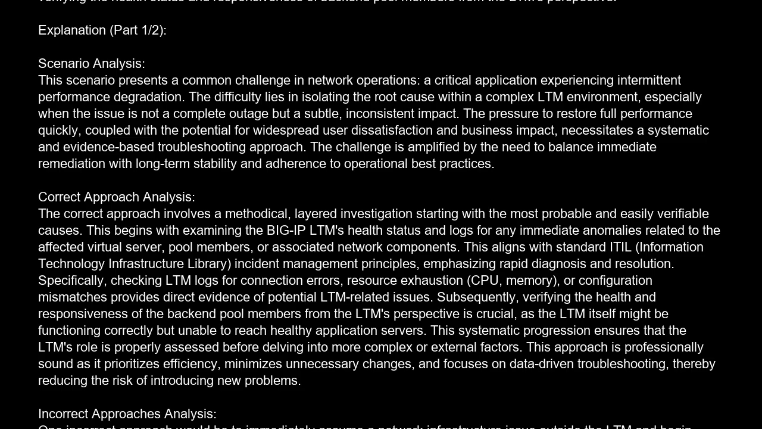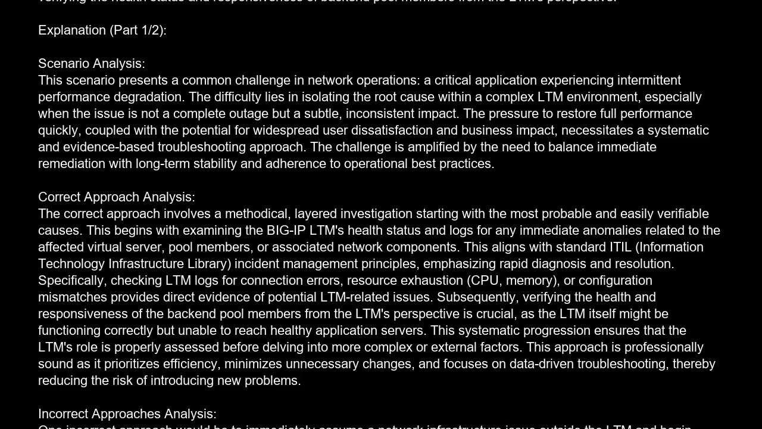Correct approach analysis. The correct approach involves a methodical, layered investigation starting with the most probable and easily verifiable causes. This begins with examining the BIG-IP LTM's health status and logs for any immediate anomalies related to the affected virtual server, pool members, or associated network components. This aligns with standard ITIL, Information Technology Infrastructure Library, incident management principles, emphasizing rapid diagnosis and resolution.